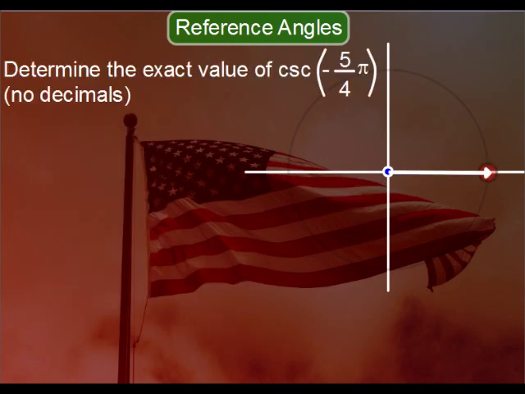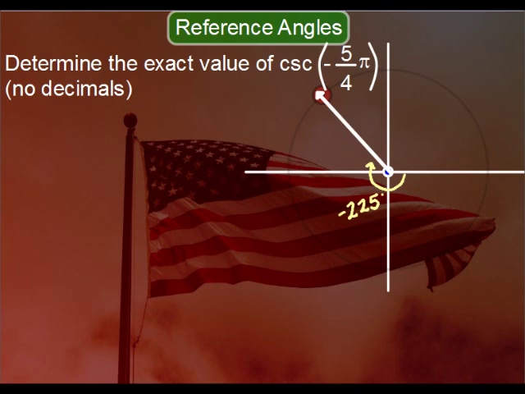Let's say we were to determine the cosecant of negative 5/4 pi. Now you can do this in radians and map out this angle, or you can convert this to degrees first. Either way puts you in the same place, which is quadrant 2. That translates into negative 225 degrees. Get your reference angle right here.